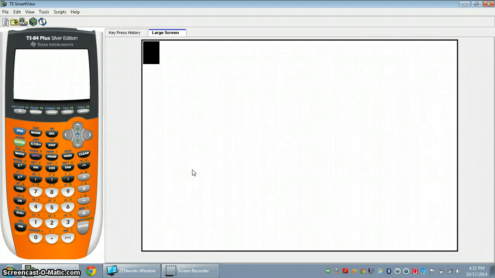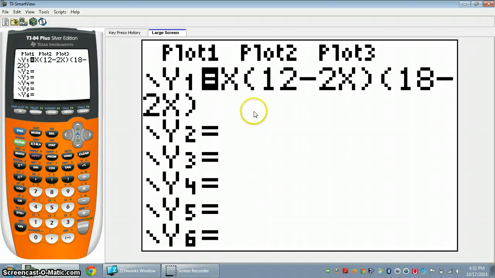Hi, this is a brief review on how to use your graphing calculator to find key characteristics of graphs. Today in class, we graphed a cubic function for the volume of a box.